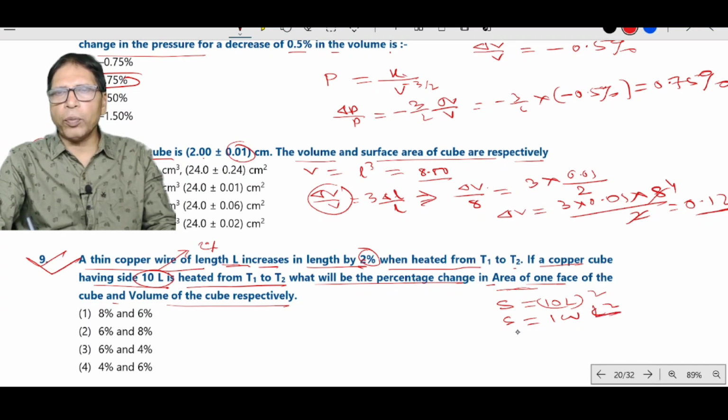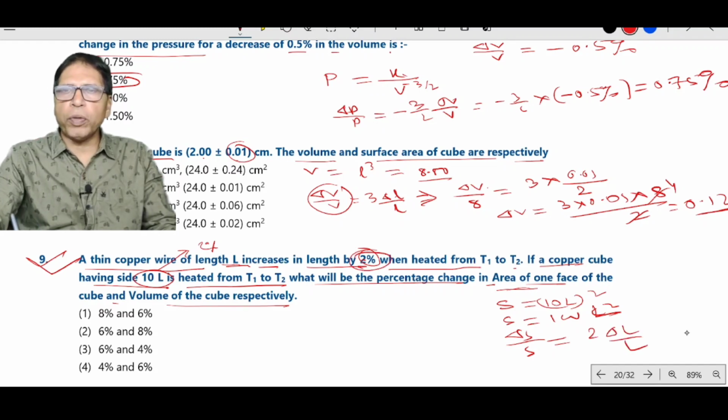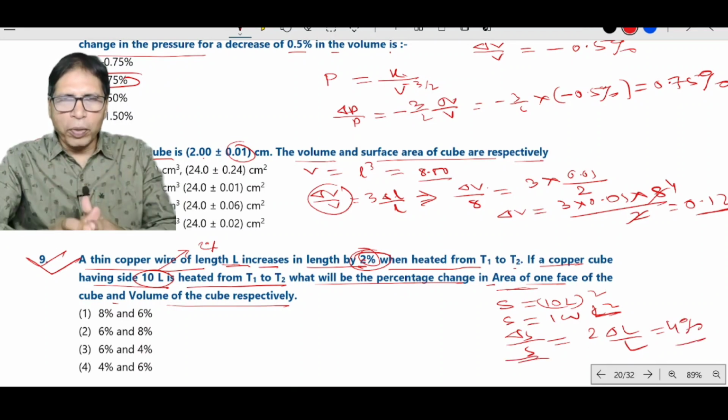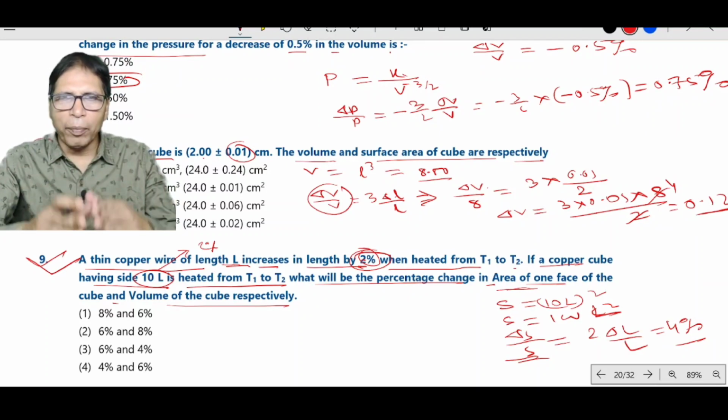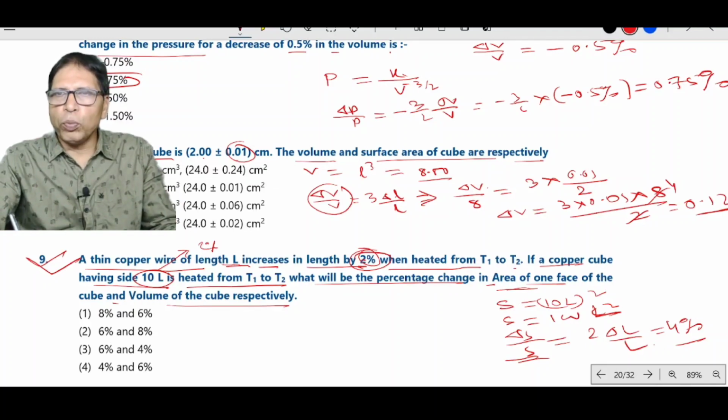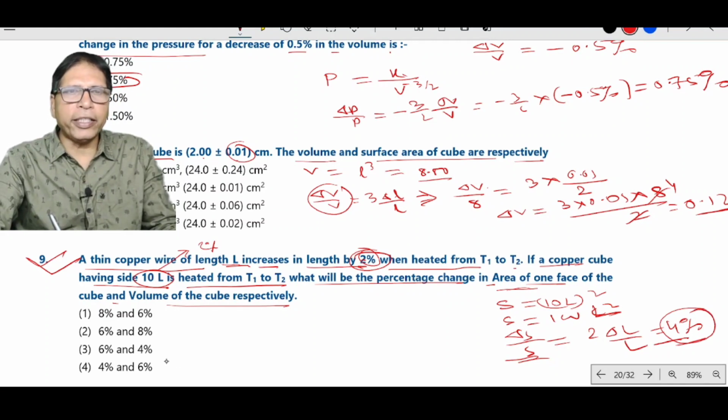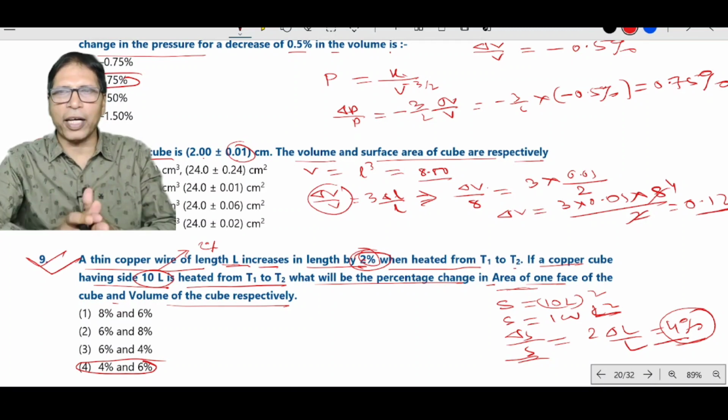100L square, therefore delta S by S is 2 delta L by L. Now delta L by L is 2%, so this is 4%. As volume is equal to L cube, so percentage increment of volume is 3 times the percentage increment of length. So look at this, 4% the increment of surface area and 6% the increment of volume. Look at this, option 4 is correct.